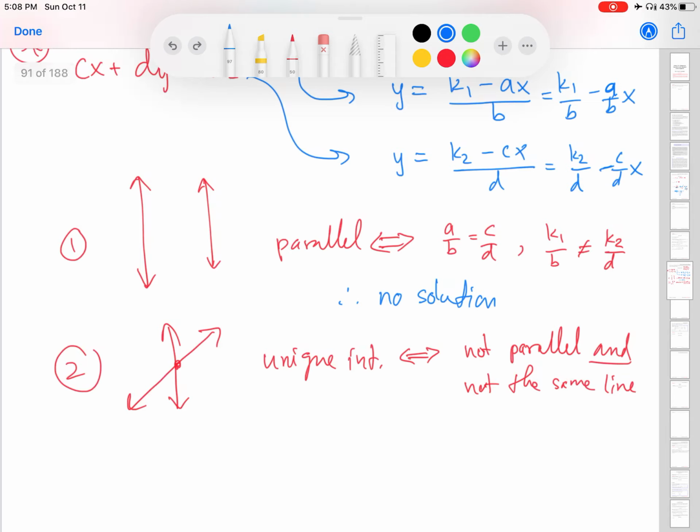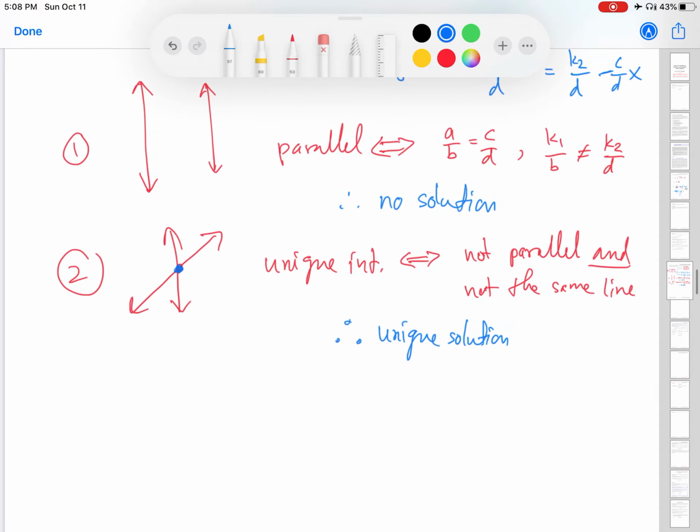So in this parlance of linear algebra, we get a unique solution to our original system. Why? Because there is only one point that is on both lines. So there's only one solution to the linear system that the lines represent.